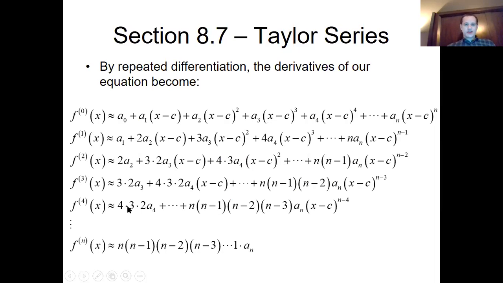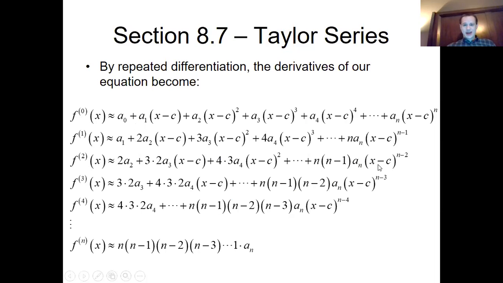Take a derivative of that, take a derivative of that, take a derivative of that. In general, you're going to find that the nth derivative of any function goes all the way down to this last term right here. In fact, the first derivative starts with an a1, the second derivative starts with an a2. Every time you do this, the first term goes away because it's a constant, and you have one less term to deal with.